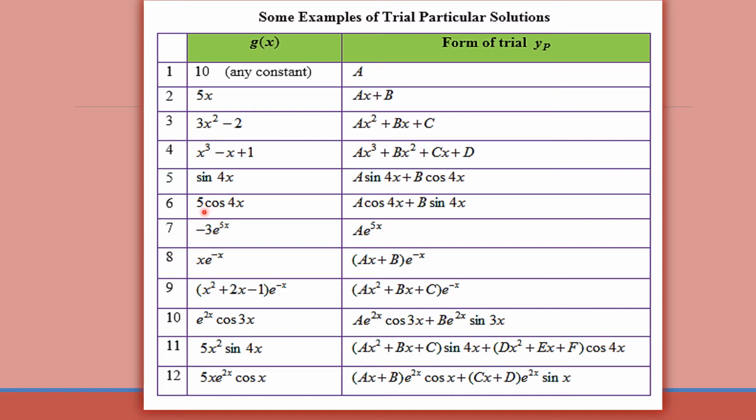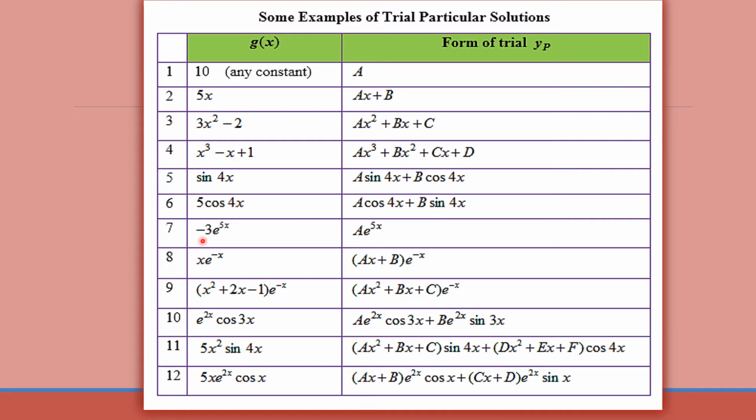Another example, suppose the g(x) is 5 cos 4x. So how do we write down the trial yp? Since we have the number 5 here, we're going to replace that number 5 by the general coefficient A, and 5 multiplied by cos 4x, so the yp will be A times cos 4x. But we already know that cosine always goes together with sine, and therefore we have to add another term expressed in the form of B sine 4x.